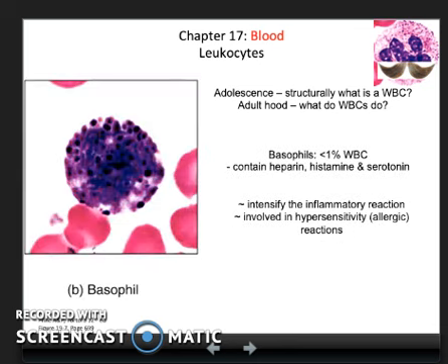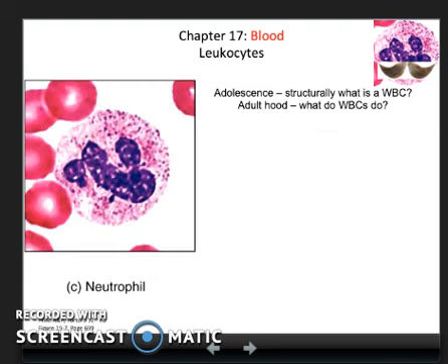Basophils, this is the least common, contains heparin, histamine, and serotonin. Maybe that gives you an idea of what they might do. They intensify the inflammatory reaction. Imagine your itchy eyes and runny nose. They're involved in hypersensitivity or allergic reactions. So imagine somebody who's having anaphylactic shock. These guys play an active role in that reaction.